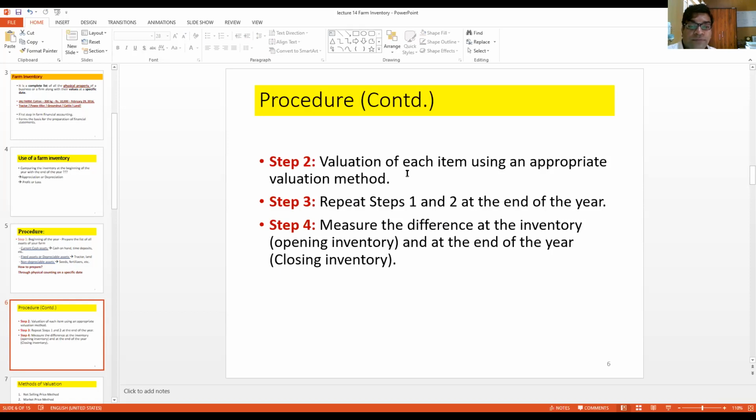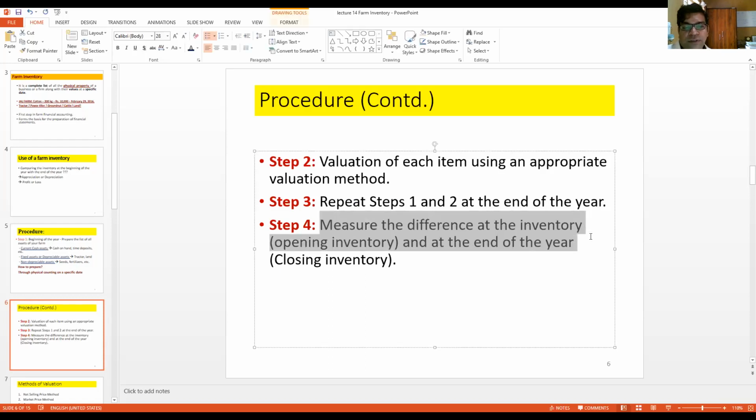And then we have to repeat step one and two at the end of the year. So at the beginning of the year, we are taking the physical list and then we are valuing. Same procedure, we are repeating it after the end of the year. So we have the beginning of the year, opening farm inventory, then end of the year, closing farm inventory. Then we have to measure the difference between opening inventory at the beginning of the year and end of the year. Whether net change is positive or negative.